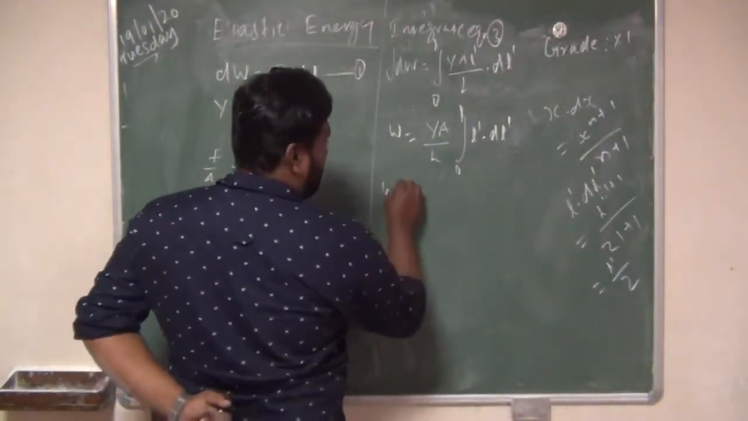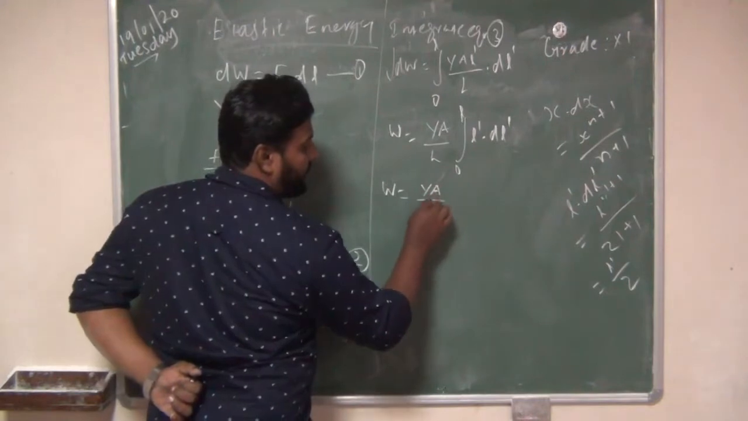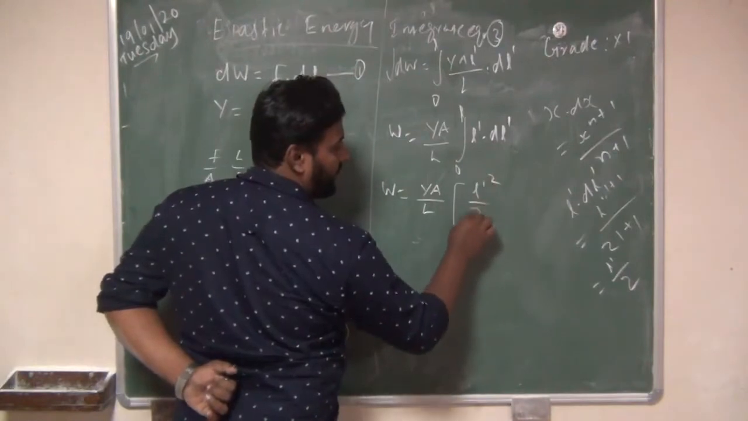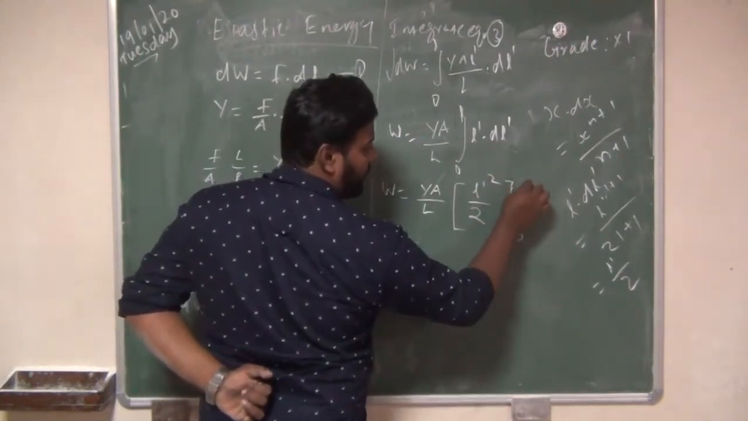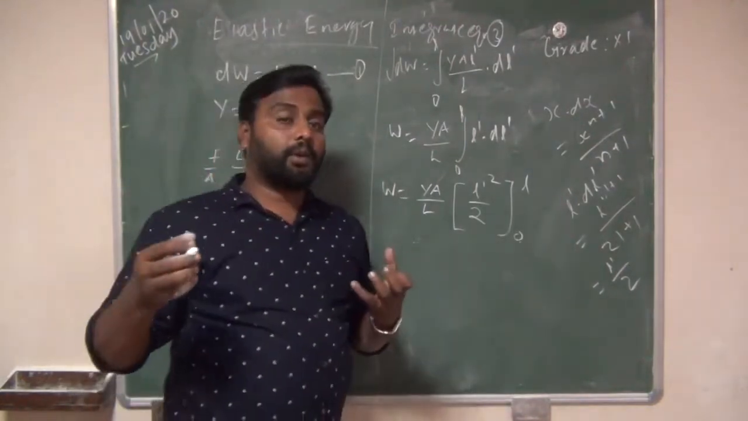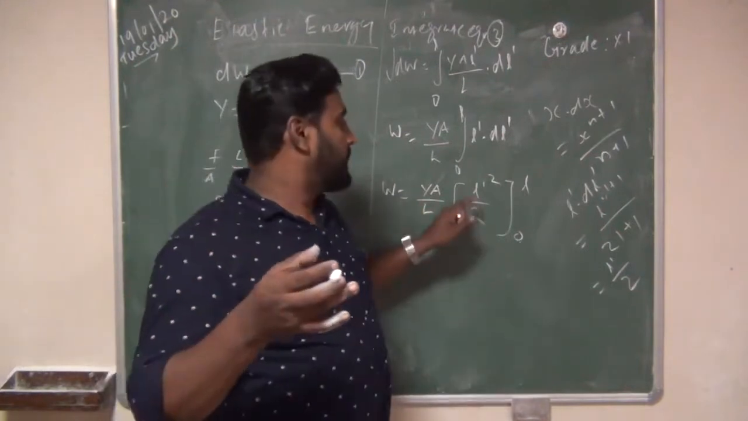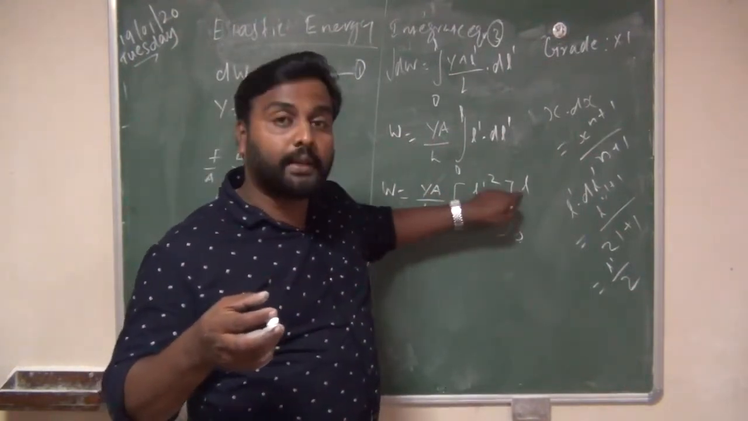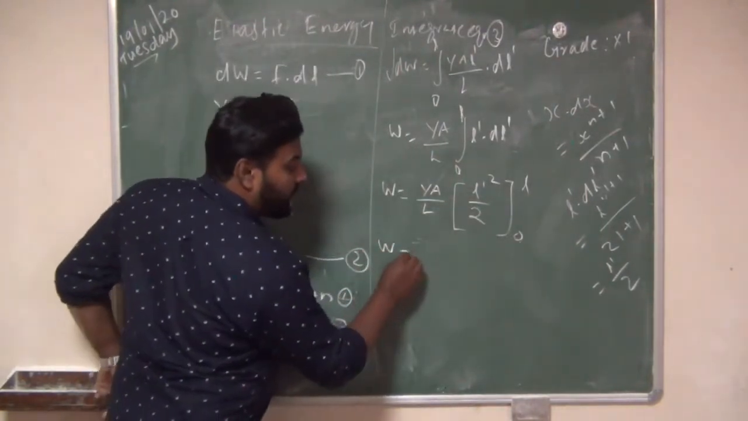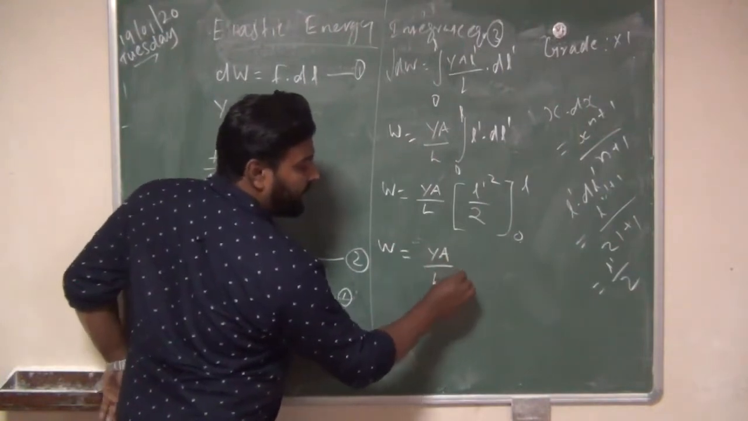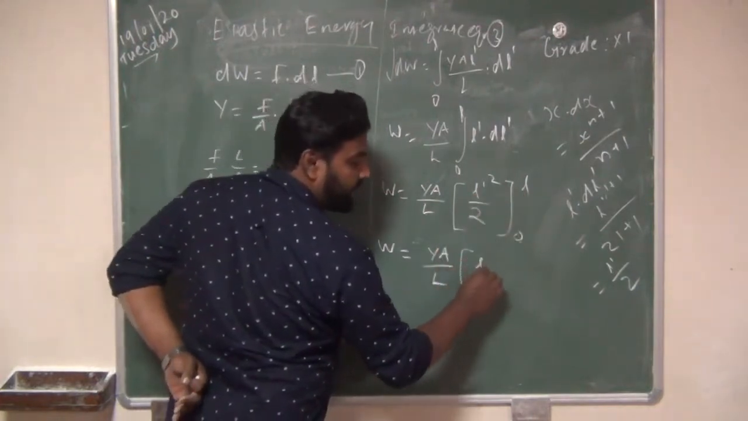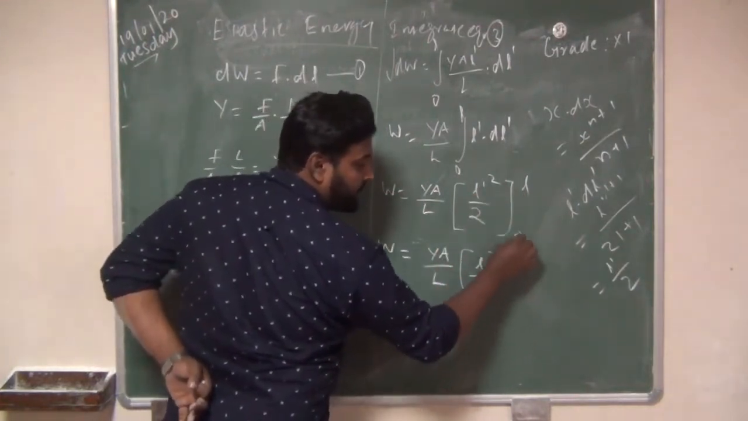We have to substitute W equal to YA divided by L. After integration we get l' square by 2, with lower limit and upper limit L. Now the next step is to apply the limit. Instead of l', we apply the upper limit L and the lower limit 0. Now W equals YA divided by L. First apply the upper limit: instead of l', we use L. So L square by 2 minus 0.